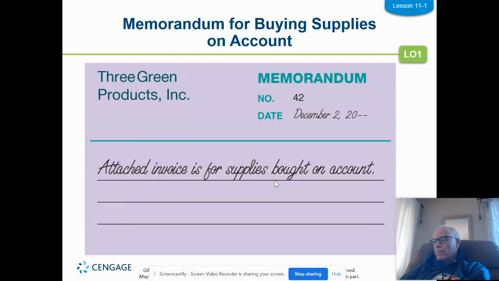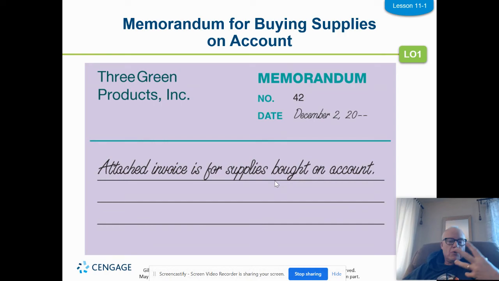Now, here we have a memorandum. The memorandum is just keeping track. It's like a source document because, again, we want to have a source document that goes with our transaction. It's a source document reminding us to do something or documenting something we agreed upon. Attach invoices for supplies bought on account. And again, it's used for special messages within the company. It ensures that the invoice received for supplies bought on account is not recorded as a purchase of merchandise. It's a purchase of supplies, like office supplies.